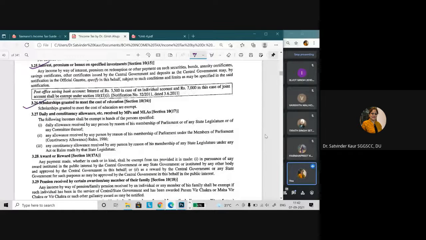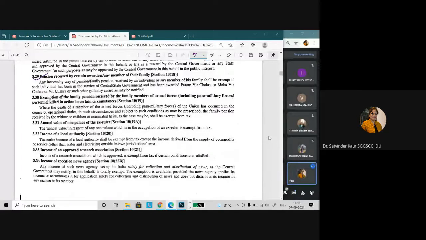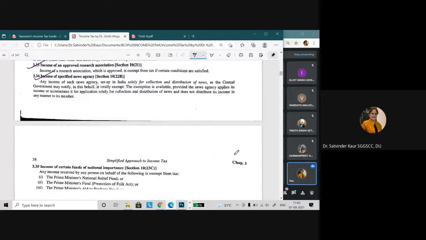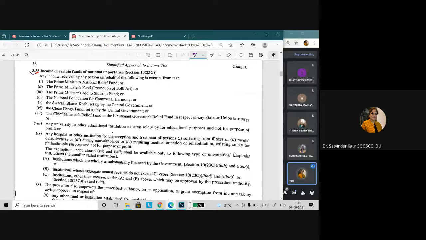Scholarship we discuss, allowances we are going to discuss, award or rewards already told you, pension received by certain awardees fully exempt. So these are certain items: income of local authority, research association, specified news agency, armed forces, all these are going to be exempt under the Income Tax Act. And there are certain incomes which are given from certain funds which are of national importance. These are exempt under section 10 subsection 23C. So this is important, we have to remember.